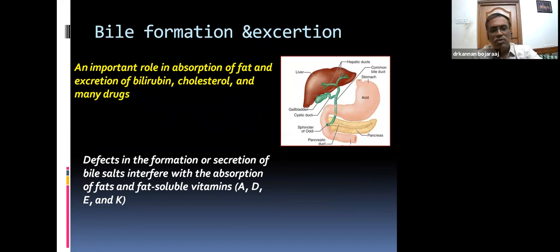And the next important function is bile formation and excretion. I have already told you it's an important role. Bile has an important role in the absorption of fat and the excretion of bilirubin, cholesterol, and many drugs. For absorption of cholesterol from the GIT, bile is most needed. Otherwise, you cannot absorb cholesterol and fat, and that will lead to steatorrhea. And any defects in bile salt formation and secretion of bile salts interfere with the absorption of fat and fat-soluble vitamins A, D, E, K. Okay.